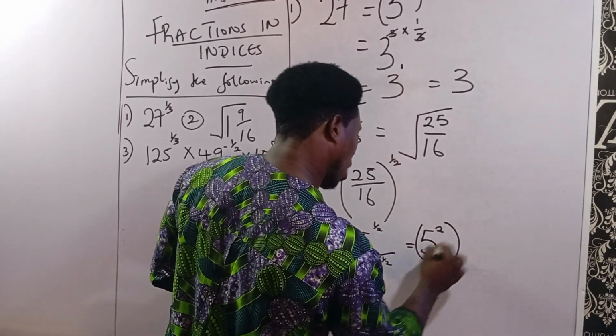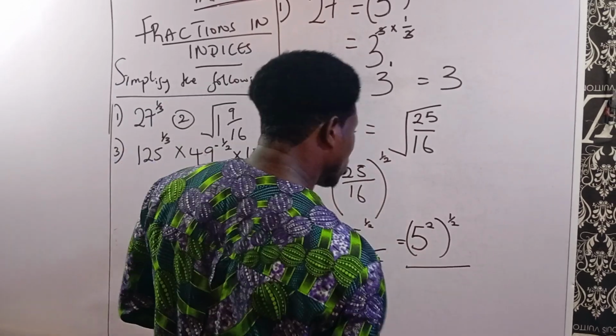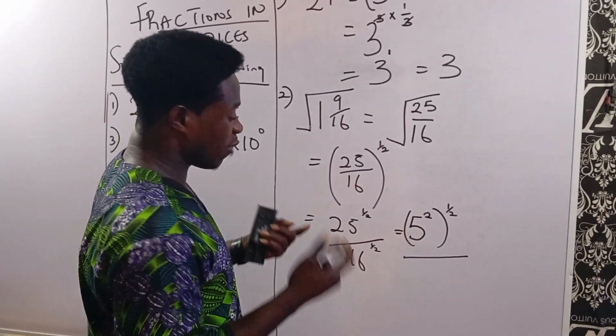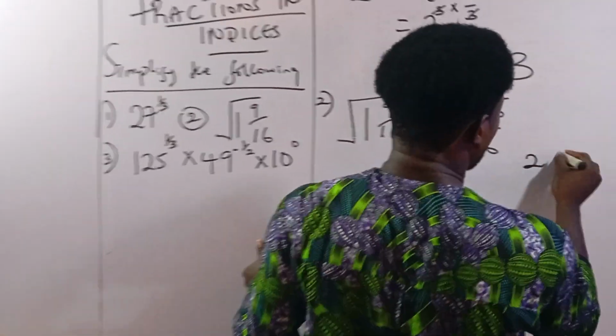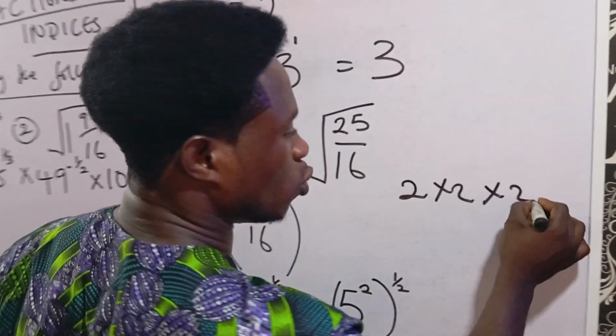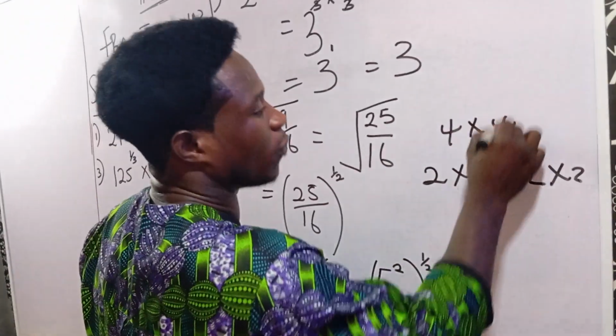Remember, it's still raised to power 1 over 2 outside. And 16 in index form is 2 raised to power, you can say 4 raised to power 2. Let's check. 2 times 2 is 4, 4 times 2 is 8, 8 times 2 is 16. Or you say 4 times 4 is 16.